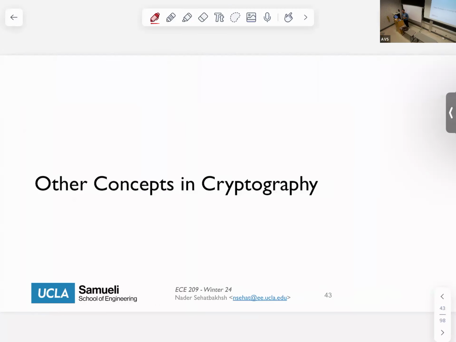Any questions? Yeah. So for that, like CA5, is there going to be a class-wide blockchain? Yes.